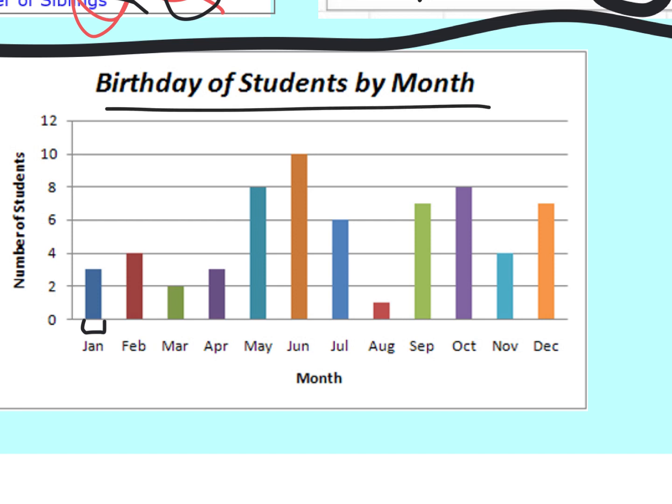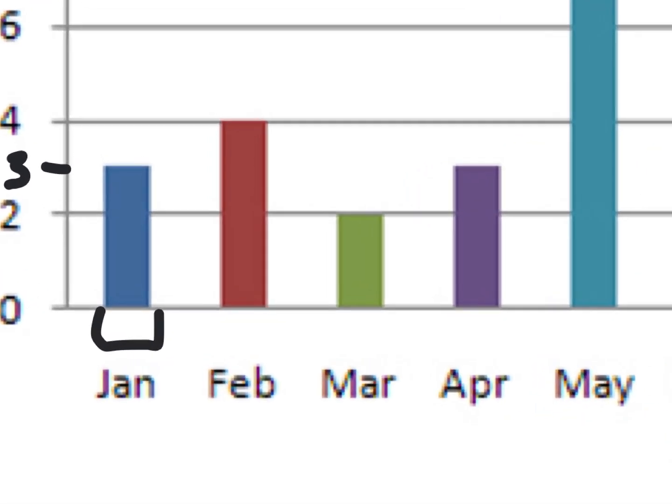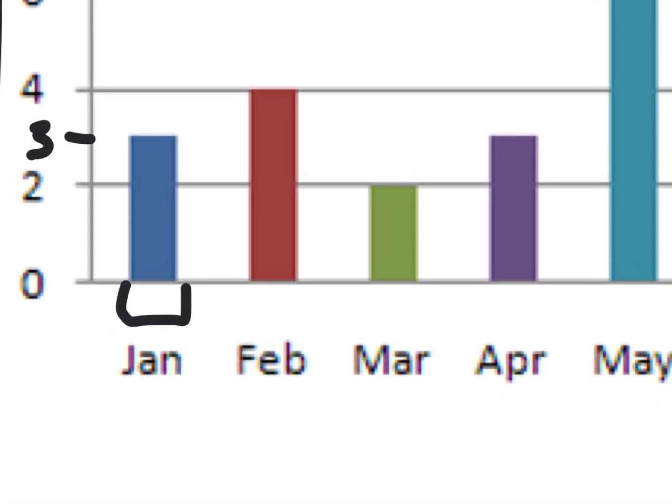Birthdays of students by month. Number of students. If you were to read this, you would say there were 3 students that had birthdays in January. Do you get that covers how many days in January? 31. Anybody verify that? Is it 31? Okay. So there's 31 days that would qualify you. If you're on any one of those 31 days, you're in this bin right here.